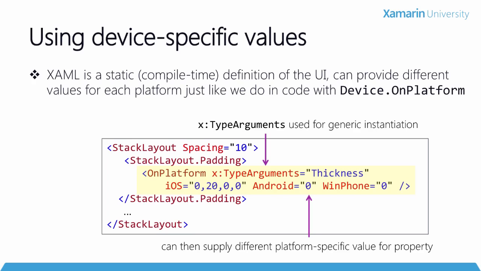Then we'll have 3 different properties defining that type's value for each platform. If you don't supply a property, then the default value will be supplied. For example, here we could have omitted the Android and Windows Phone because 0 would be the default. When this code runs, the executing platform's value will be chosen and assigned to the padding property.